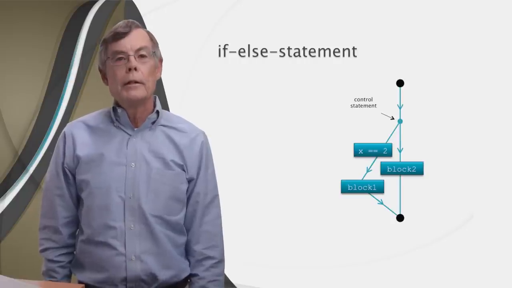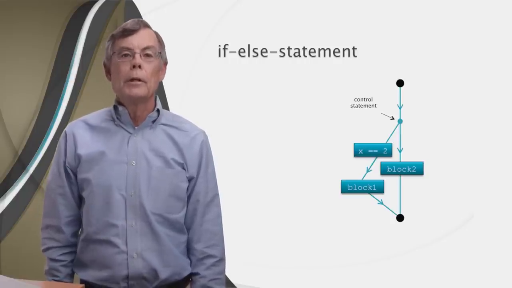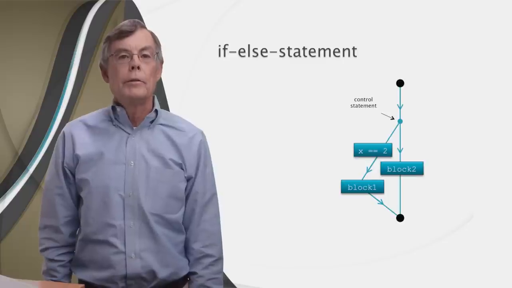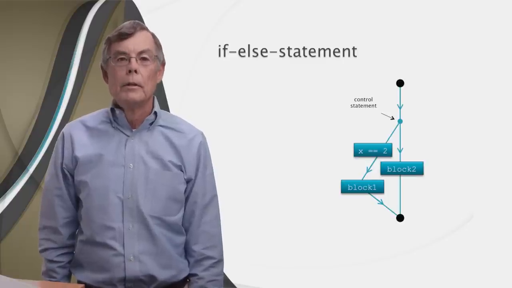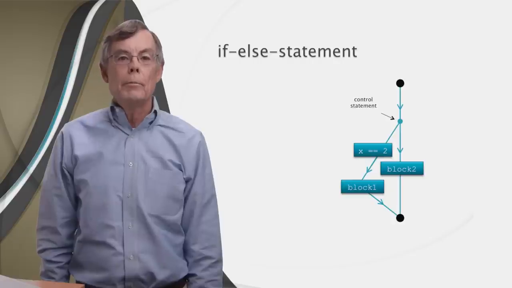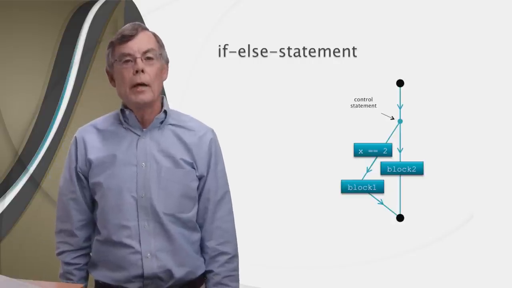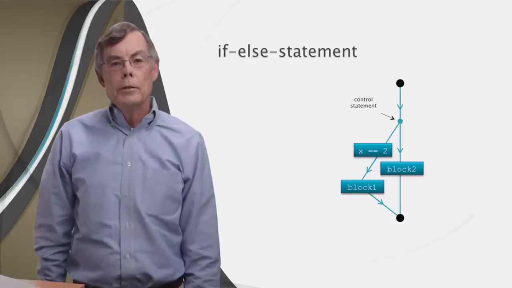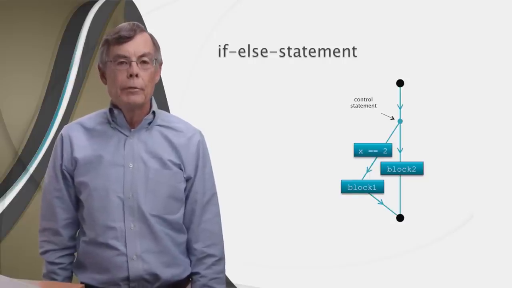The branch that goes straight down represents the case when the condition is false, that is, x is not equal to 2. The box labeled block 2 represents the set of statements that will be executed when this branch is taken. And these statements are the ones that come after the else keyword.